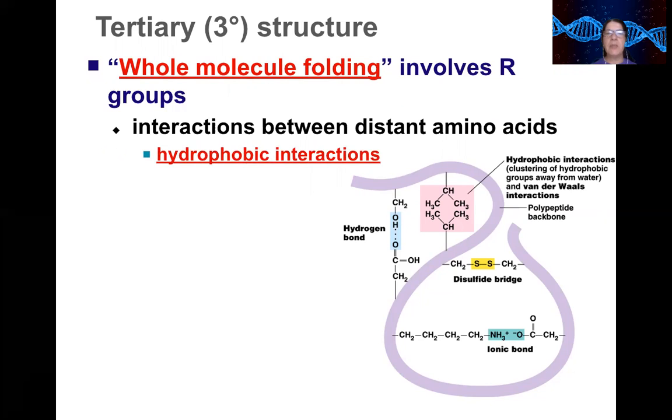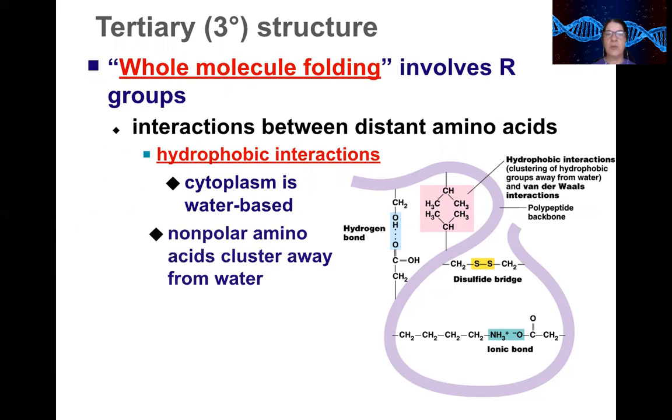The interactions between the side chains could be hydrophobic, as shown here in that pink square. The cytoplasm is water-based, we know that. So non-polar amino acids that have non-polar hydrophobic side chains tend to cluster together and away from water. They tend to bury themselves inside the protein and away from the water-based cytoplasm.